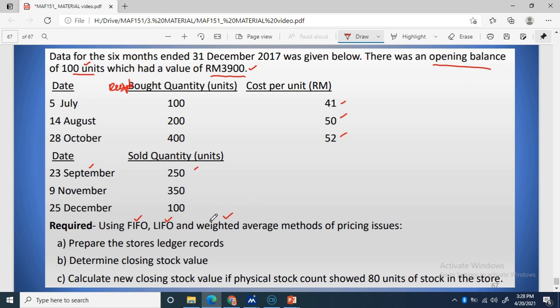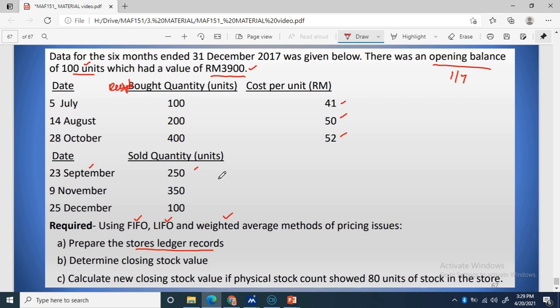When you prepare the store ledger card, you have to record according to the date. The first date is the opening balance. The 6 months ended, so we start from 1st July. The opening balance will be 1st July, so this is the balance in the store. Then on 5th July you record, then 14th August, then we have to record 23rd of September.